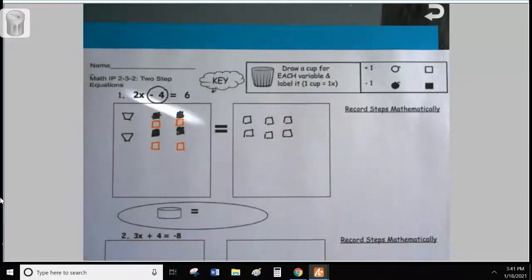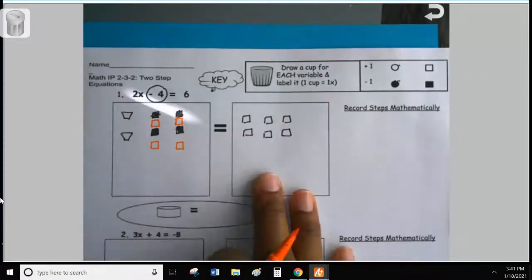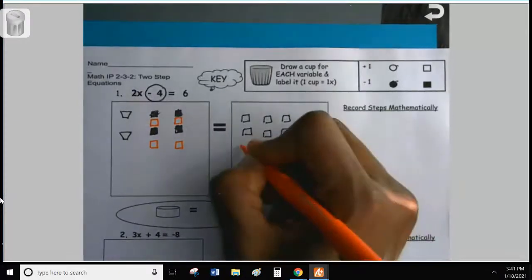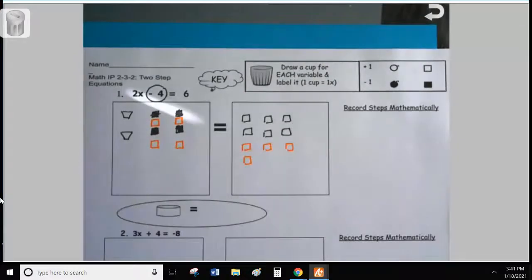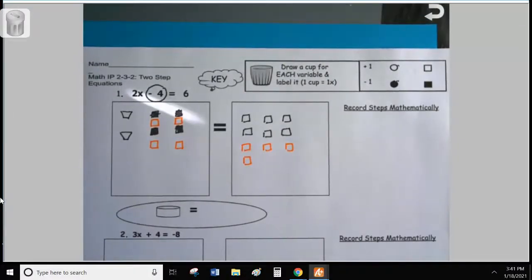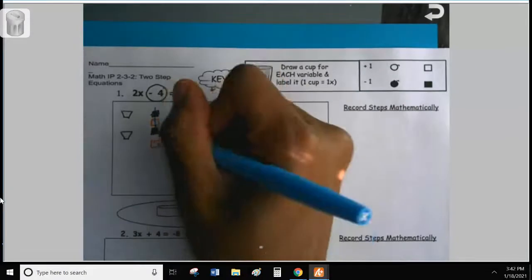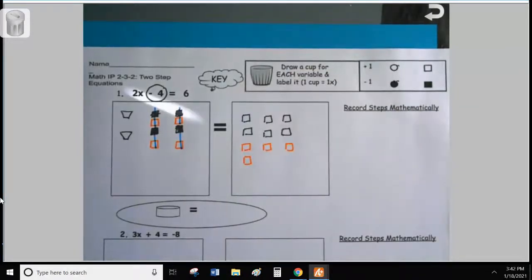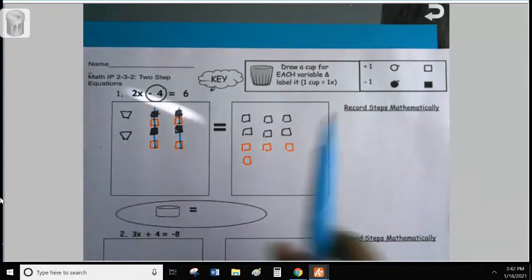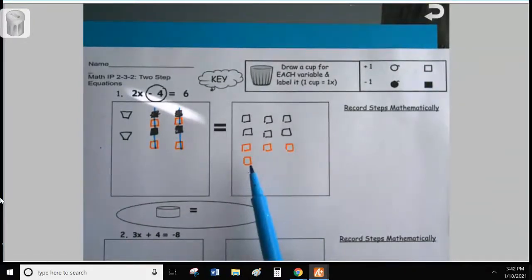And remember, whatever I do to one side, I have to do to the other side to keep my equation balanced. So I'm going to add 4 here. Then as I go back, I notice that I have zero pairs. So I want to eliminate any zero pairs. A negative and a positive, that's a 0. A negative and a positive, that's a 0. That's a 0. That's a 0. So I got rid of those 4 zero pairs, and now I'm just left with 2x equal to, this is now 10. So I have 10 of these counters, and I have 2 x's.